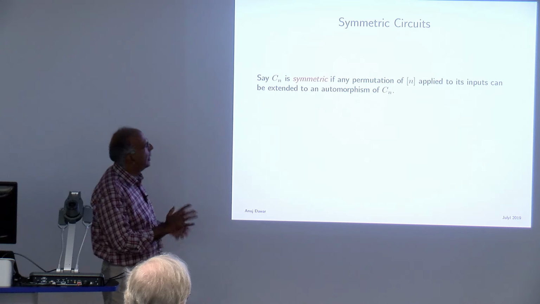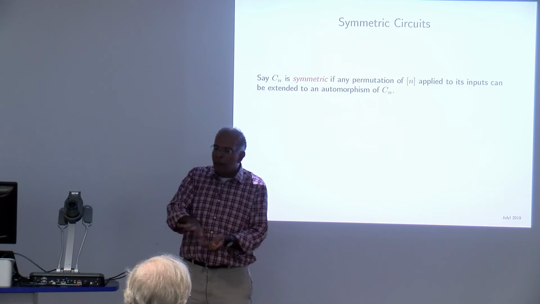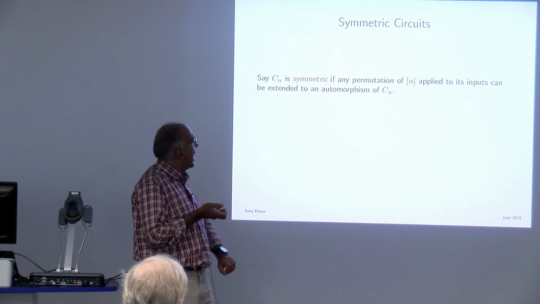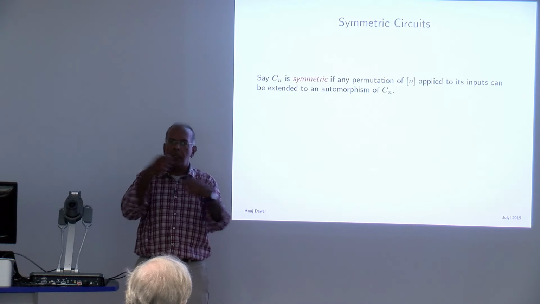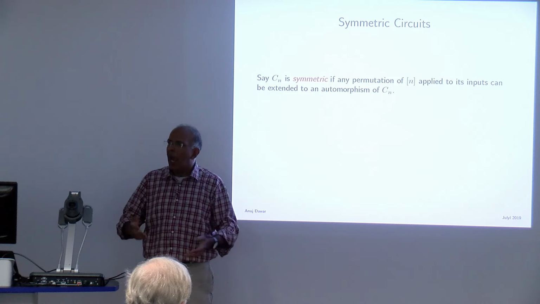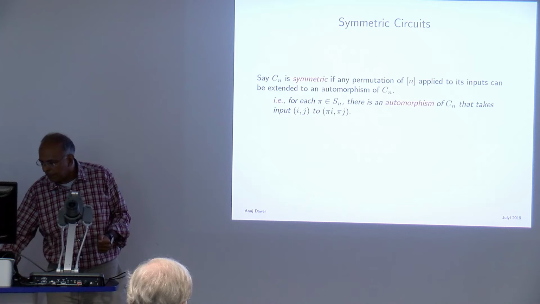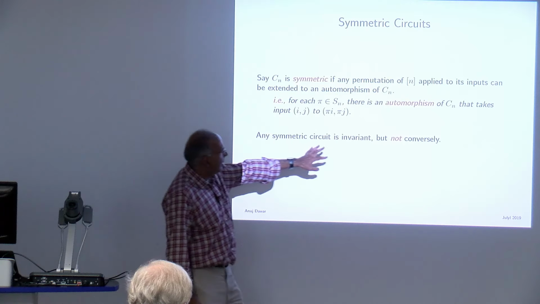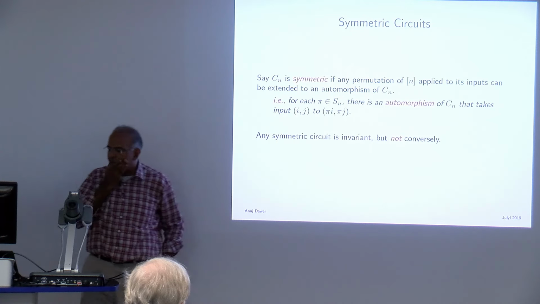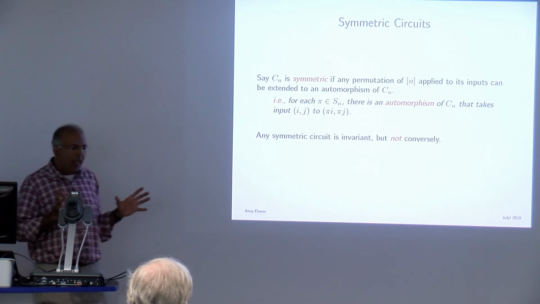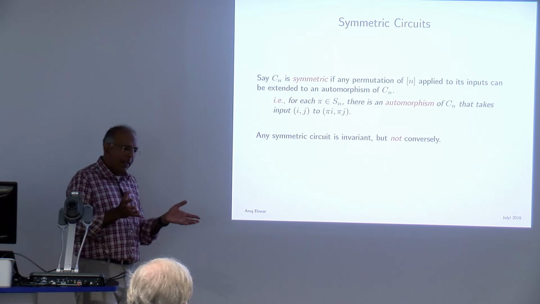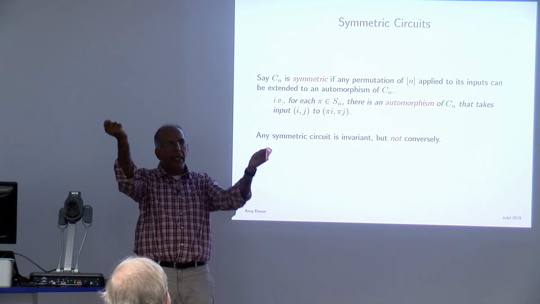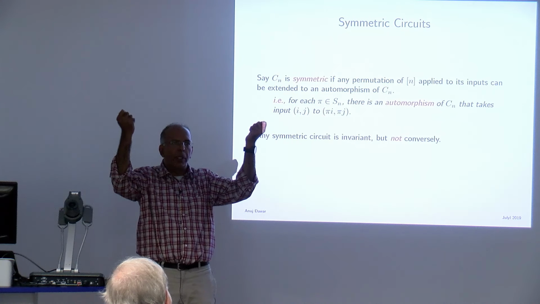Our syntactic notion is what I call a symmetric circuit, which is, if I permute the inputs, if I permute the vertices of my graph, then that permutation itself extends to an automorphism of the circuit. So basically, you can permute the gates in your circuit, and it really looks exactly the same as it did before. Okay? Now, obviously, any symmetric circuit is invariant, but the reverse might not be true. What this captures is the notion that your algorithm is, in a sense, symmetric, in that it doesn't distinguish between vertices in your graph which look the same, right?